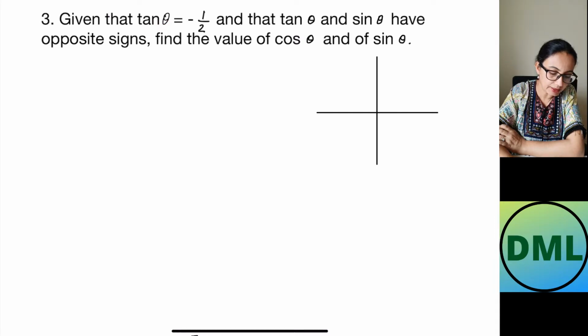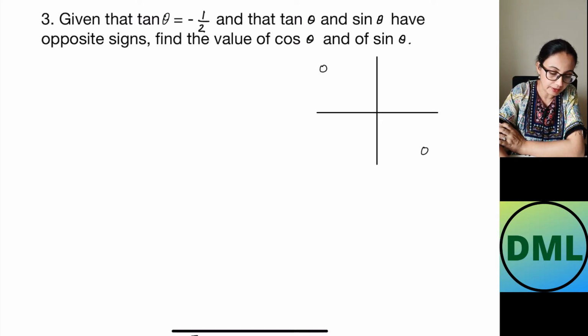Given that tan theta is equal to minus half and that tan theta and sin theta have opposite signs, find the value of cos theta and of sin theta. He gave you the value of tan theta as negative. We have all the four quadrants here. In which quadrant is tan theta negative? Tan theta is negative in the second quadrant and in the fourth quadrant. So tan theta is negative here and here.